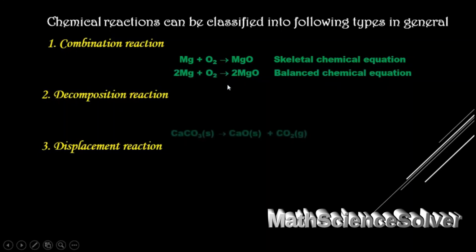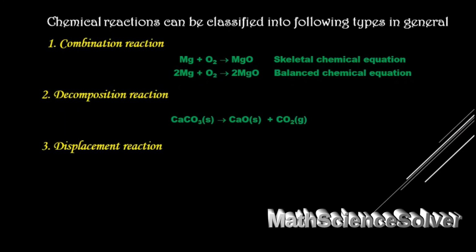Next is decomposition reaction, in which, as an example here, we have lime, that is calcium carbonate. Calcium carbonate, when it undergoes chemical change, forms two substances, that is calcium oxide and carbon dioxide. So a single substance, calcium carbonate, changes itself into two substances, calcium oxide and carbon dioxide.